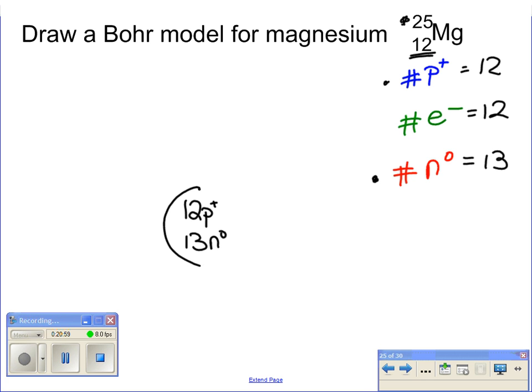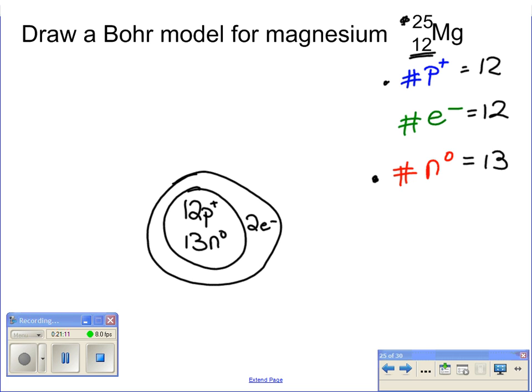Well, the first energy level can hold 2. Well, I definitely have more than 2. I have 12. So we know we're going to have to go to the next energy level. And the second energy level can hold 8. Well, 8 plus 2 is 10. I need 12, so that means there are definitely going to be 8 electrons here.